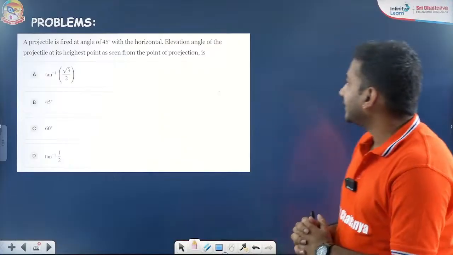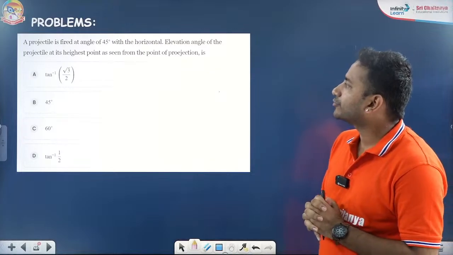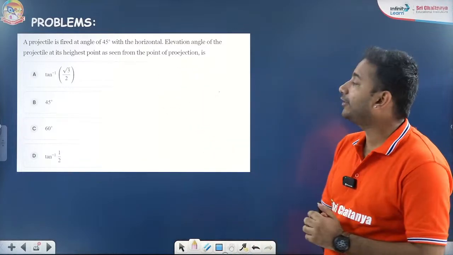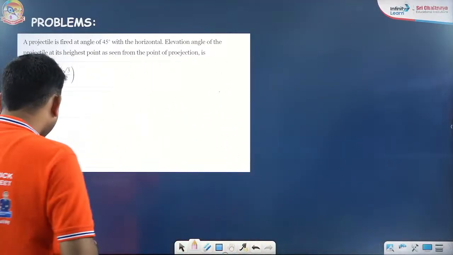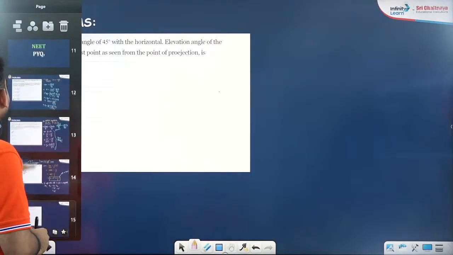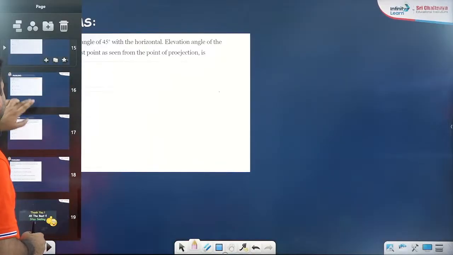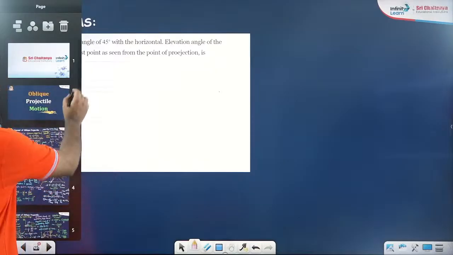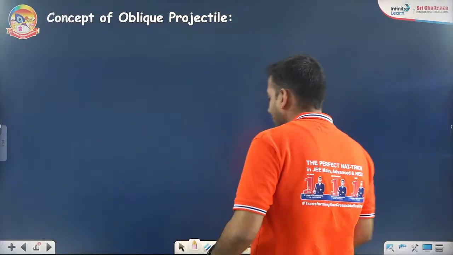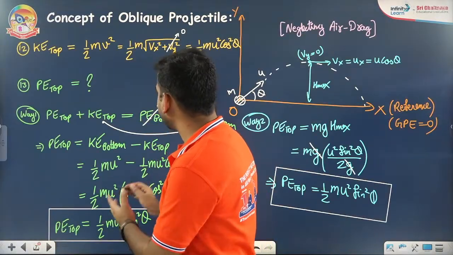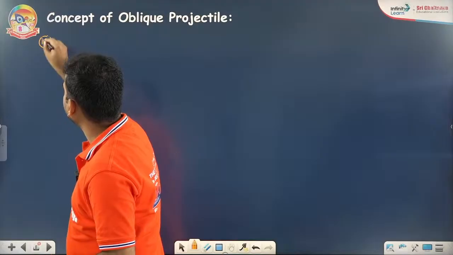Now, a projectile is fired at an angle of 45 degrees with the horizontal. The elevation angle of the projectile at the highest point as seen from the point of projection is? Elevation angle as seen from the point of projection. So before teaching you this, let me tell you one more concept here. Without this concept also we can do this, but with this concept we will be able to do it a bit easier. How many points have we done? 13. Okay, so this is the 14th point, another property of a projectile.